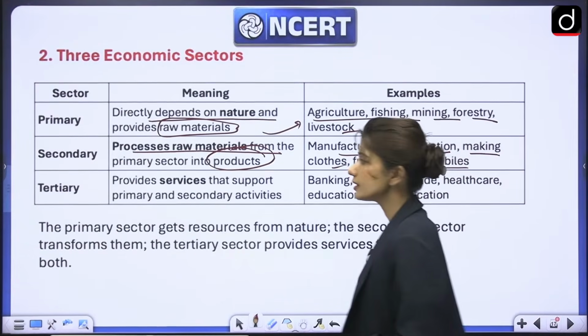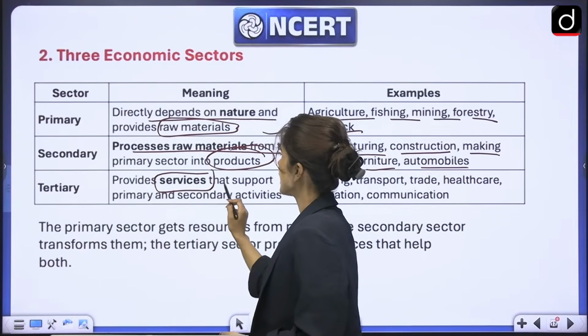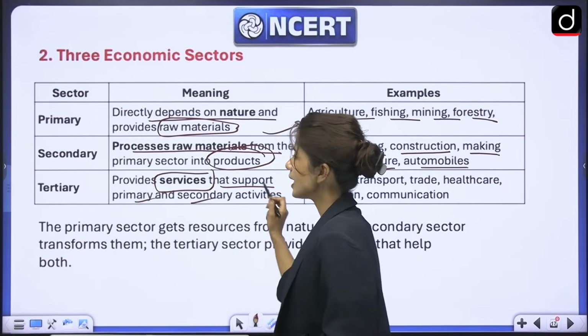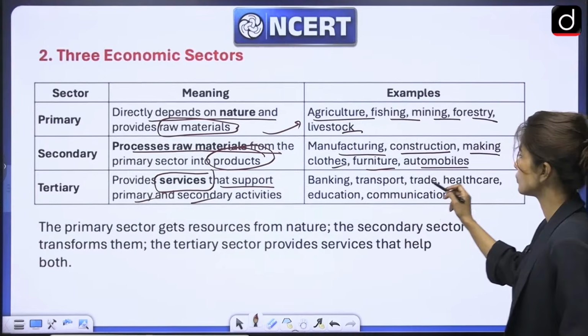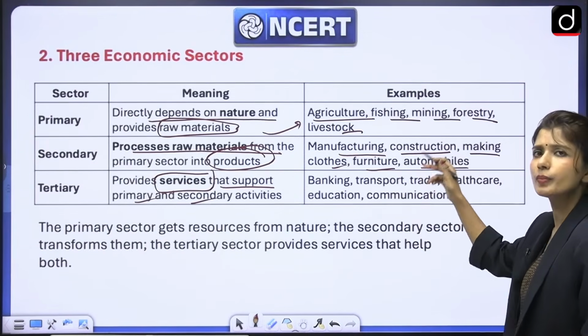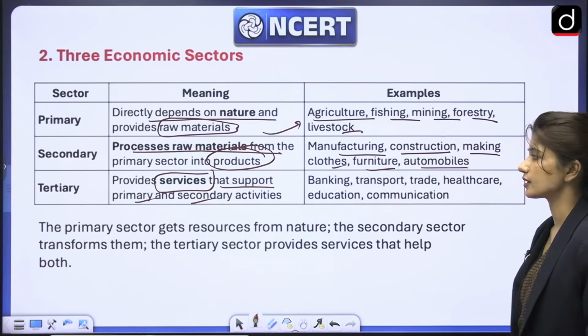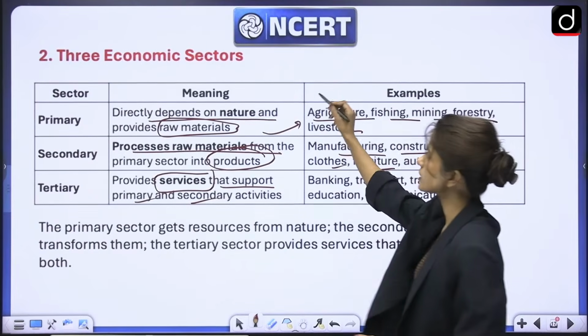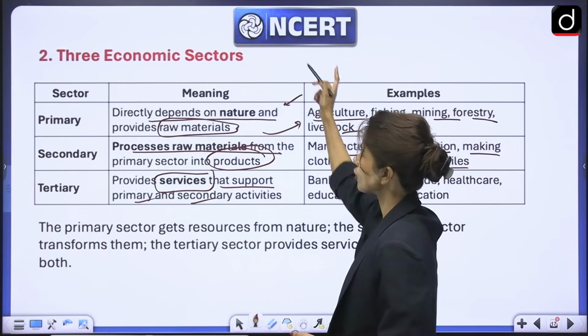And tertiary sector, these provide services that support primary and secondary activities. For example, banking, transport, trade, healthcare, education, communication. Basically, the services are under tertiary sector. So primary sector gets resources. This sector gets resources from nature.